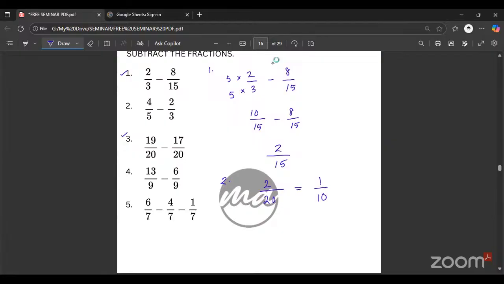If we have not simplified it, is it okay? If they say you have to simplify, then yes. If they didn't mention simplify, then it's no problem. Okay, miss.